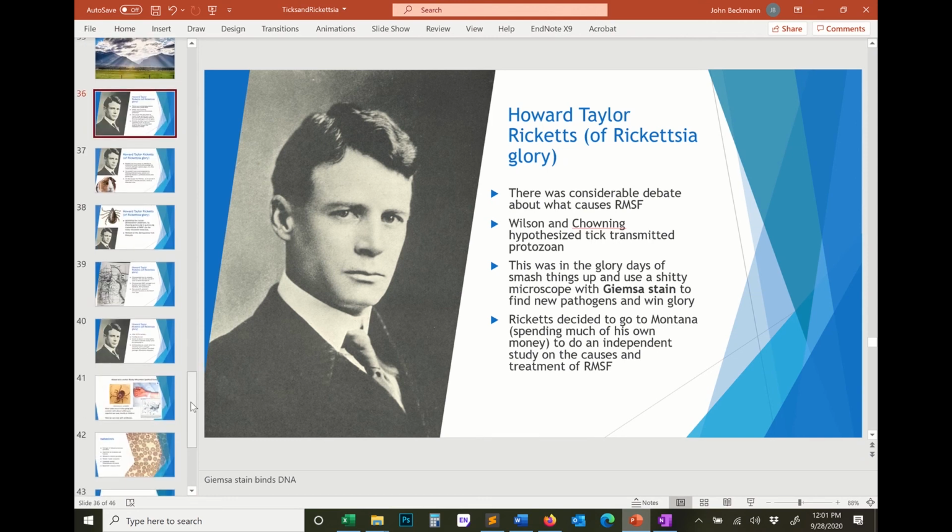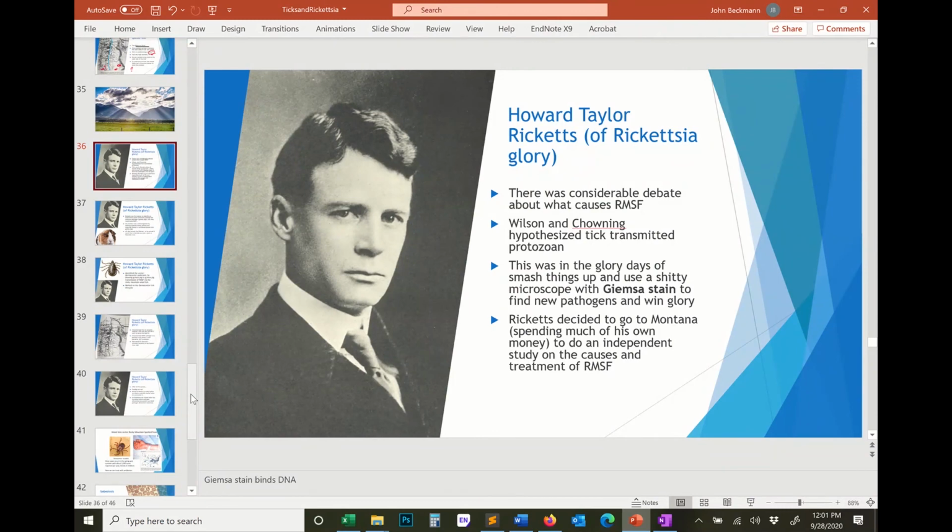Okay, so we'll talk about this guy. All of Rickettsia, the genus of bacteria, is named after this guy, Howard Taylor Ricketts. He's a famous hero who was one of the early people to study Rocky Mountain spotted fever.